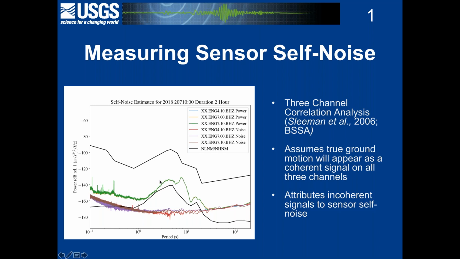Here's the power spectral density of the sensors. And down here, I'm showing the self-noise of these. This is the incoherent noise of the sensors. And you can see, on these, which are a Trillium Compact type sensor, at about 30 seconds period, all the signal you're recording on these is essentially self-noise of the sensor.